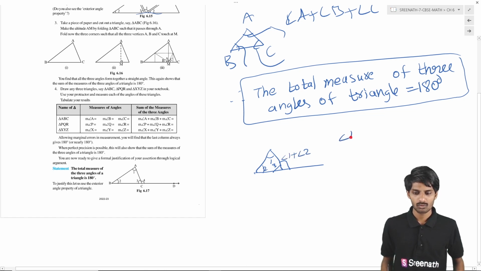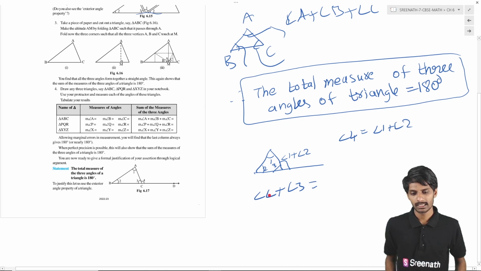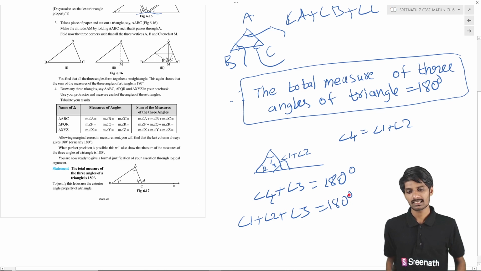Why? Because angle 4 is equal to angle 1 plus angle 2, and angle 4 plus angle 3 equals 180 degrees. We know it. Why? Because this 4 and this 3 make 180 degrees, and angle 4 is angle 1 plus angle 2. So angle 1 plus angle 2 plus angle 3 equals 180 degrees. So this is another proof, students.